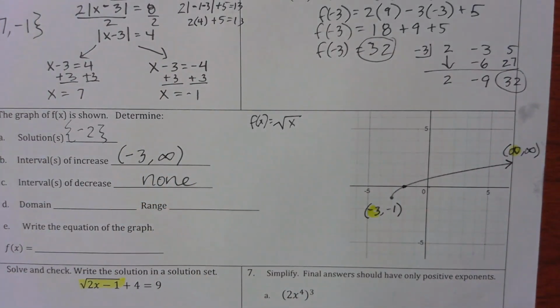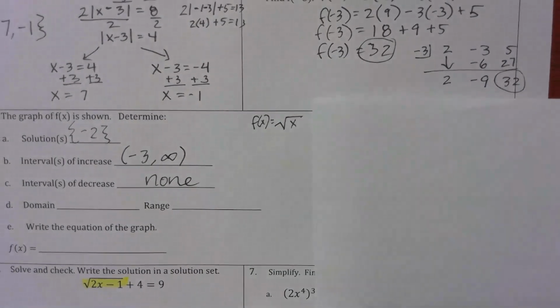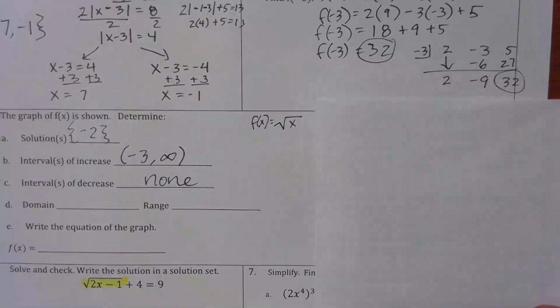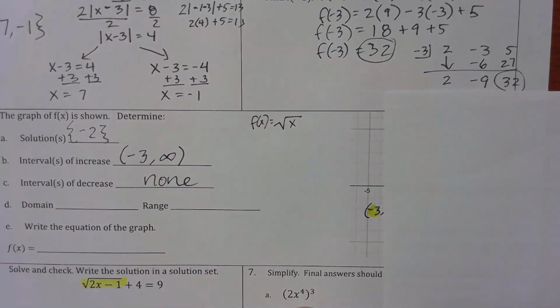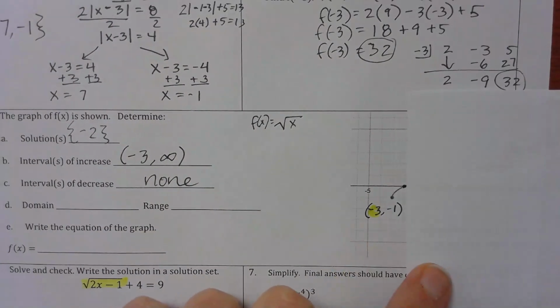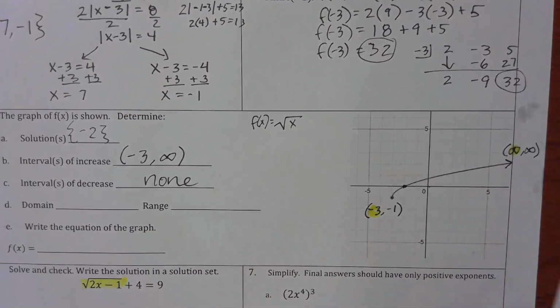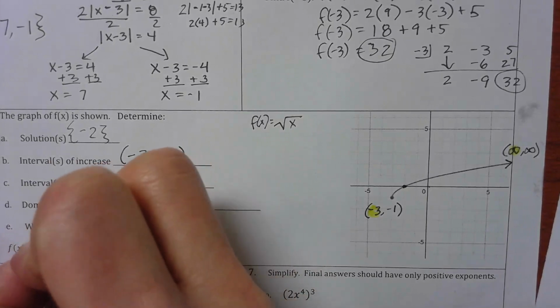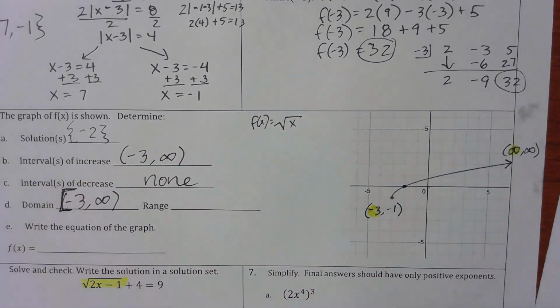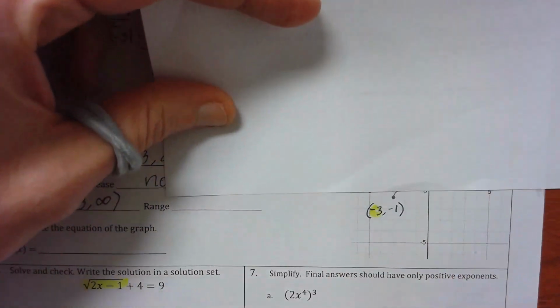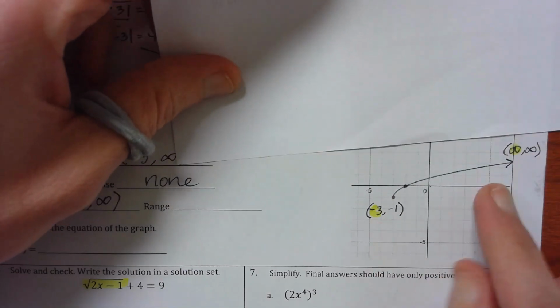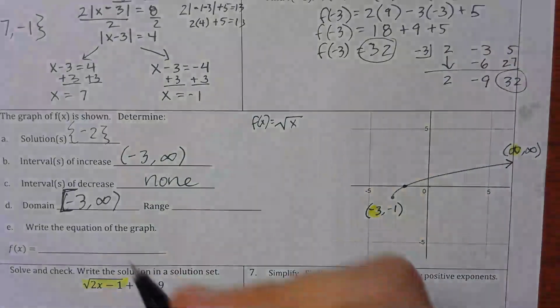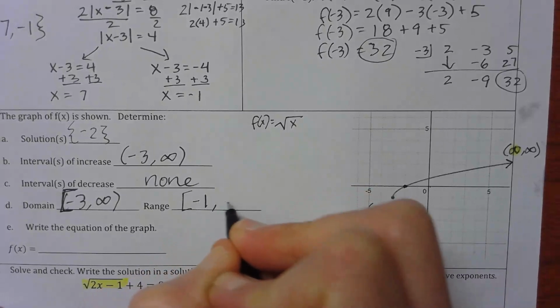The domain, to do the domain, my strategy is to cover up the graph and drag the paper from left to right. So I'm going to look to see what the x coordinate is at the first point. Right there it is, -3, and all the way to infinity. And actually, I want to include -3, so I'll use that. And then to do the range, very similar. I'll start at the bottom of the graph, -1, and I'll go to the top. I'm looking at the y values, infinity. And again, I want to include -1.